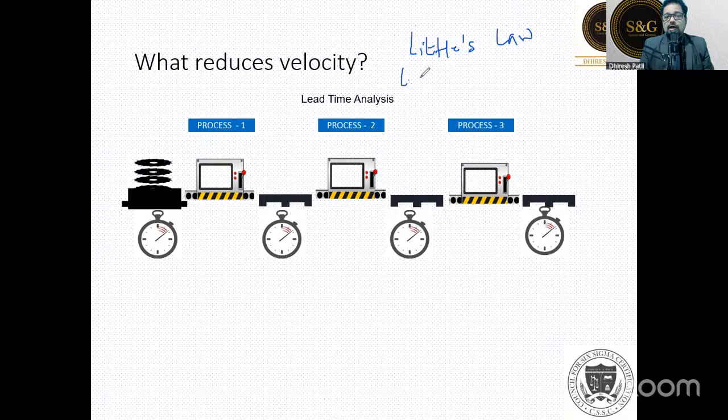According to him, the lead time or the throughput time is directly proportionate to your WIP, which is work in progress inventory. In bracket, I will say inventory. And it is inversely proportionate to the processing time. I'll explain this with a simple example, which I always give in our hackathon.